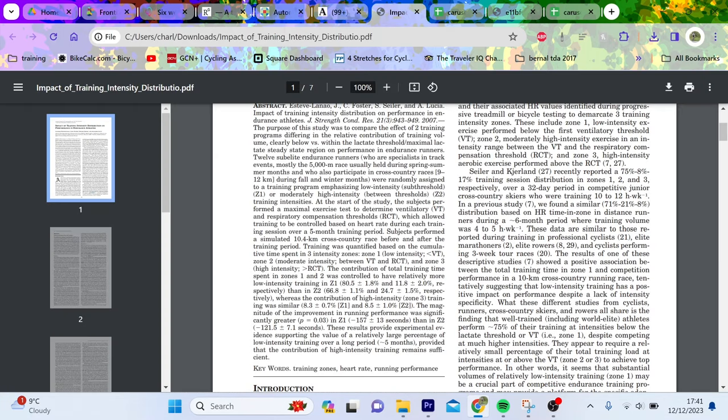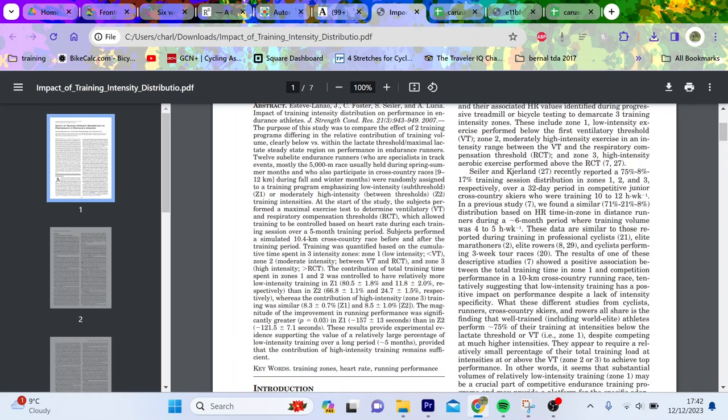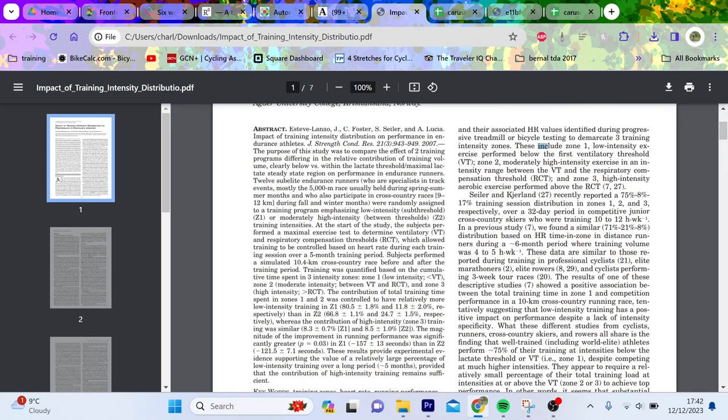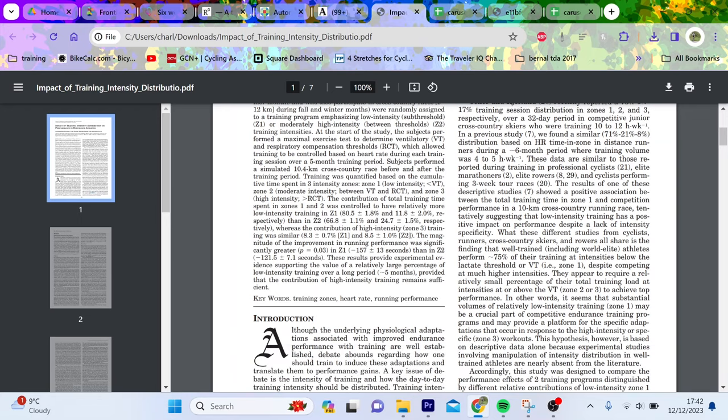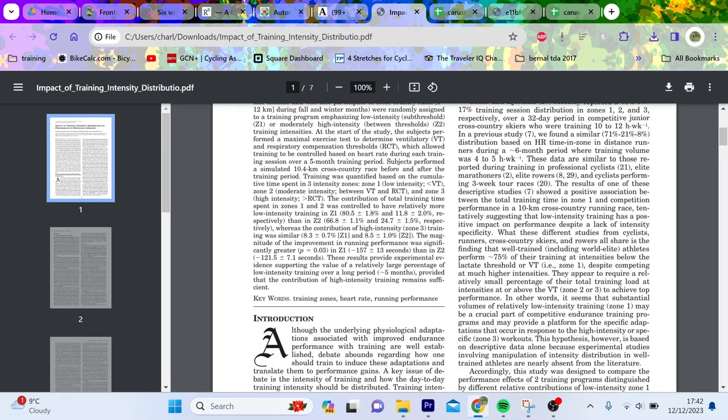Again, if we look at this study here, you see that 75%, 8%, 17% are the zone ones to two of junior cross-country skiers. So not necessarily cycling, though in this article it's also mentioned that cyclists perform this kind of distribution as well. So I think there's two things to take from this. There's the 80-20 rule, which I don't think is necessarily incorrect in that most of your time is going to be in zone one if you train so much.